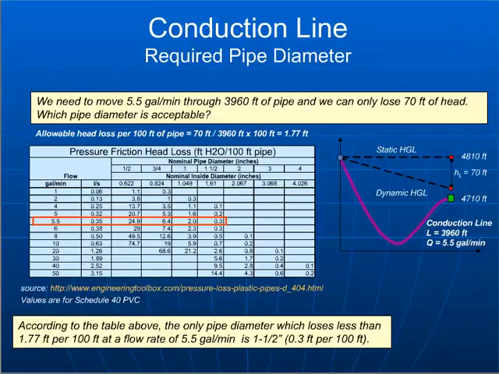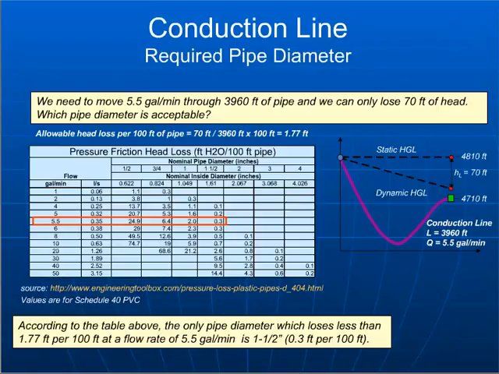There are a lot of different ways to go about this. You can look up friction factors and solve the problem through some trial and error approaches. Perhaps the easiest way, though, is to use one of these friction or head loss tables for standard pipe diameters.